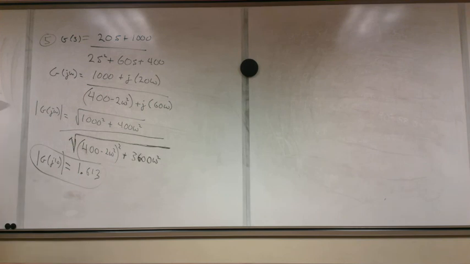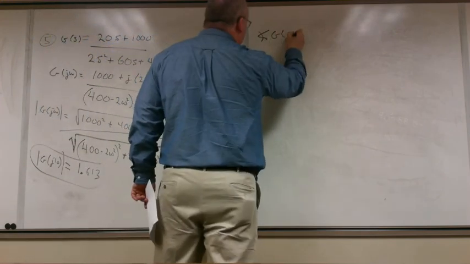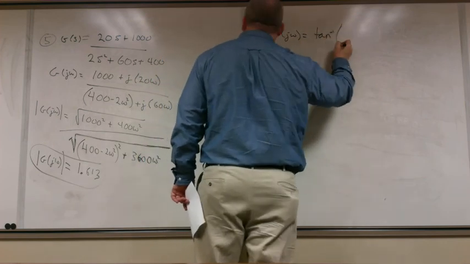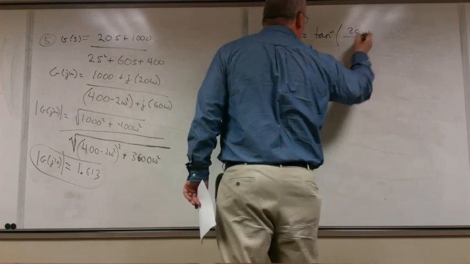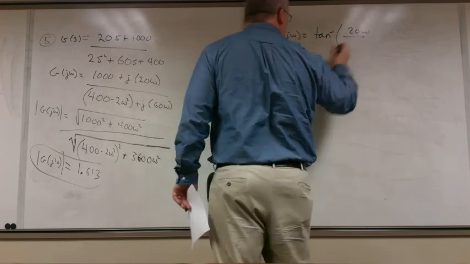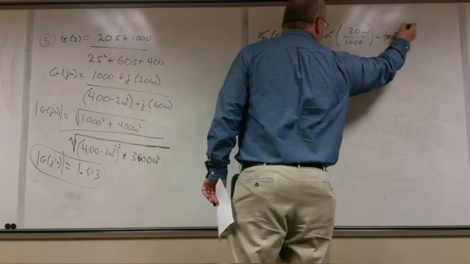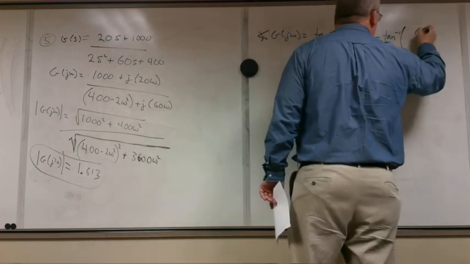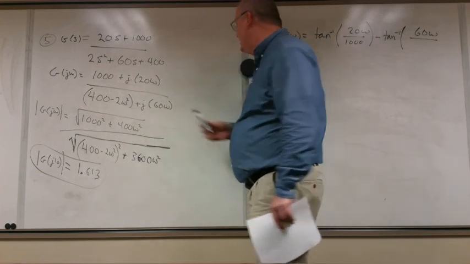Let's do the phase. The phase gets to be very interesting for this one. The angle of G(jω) is the inverse tangent of the imaginary part of the numerator, which is 20ω, divided by the real part of the numerator, which is 1,000, minus the inverse tangent of the imaginary part of the denominator, which is 60ω, divided by the real part of the denominator, 400 minus 2ω squared.